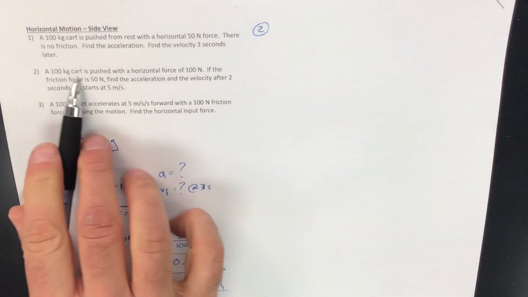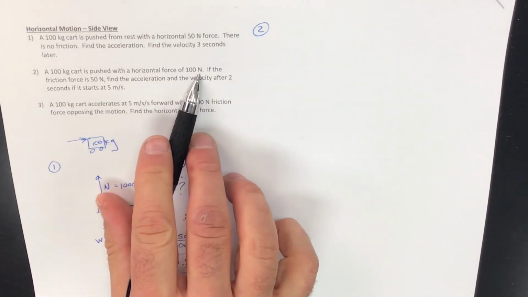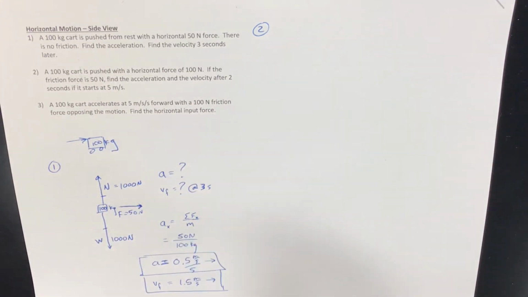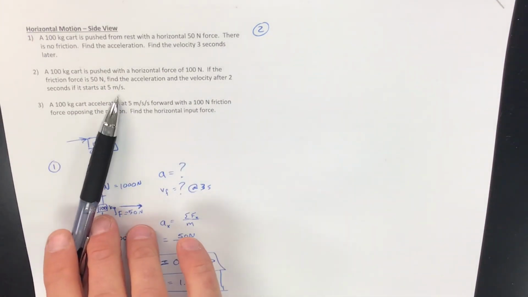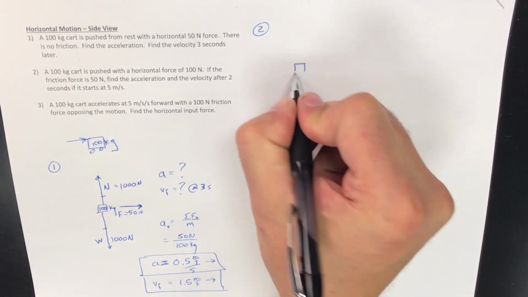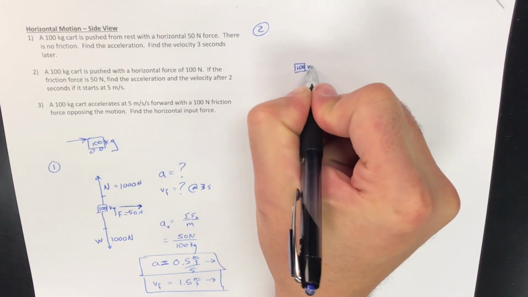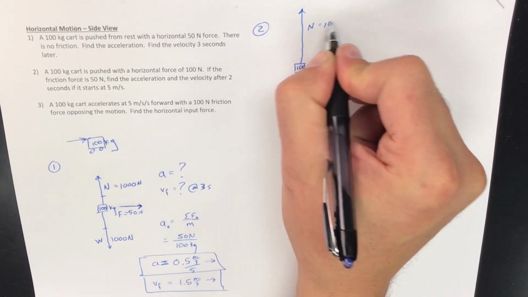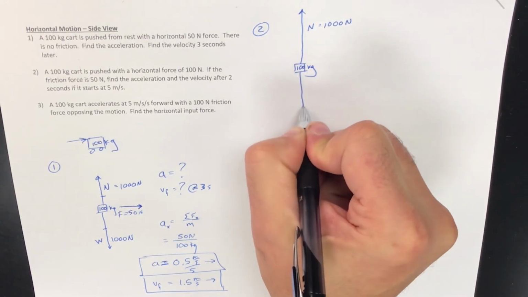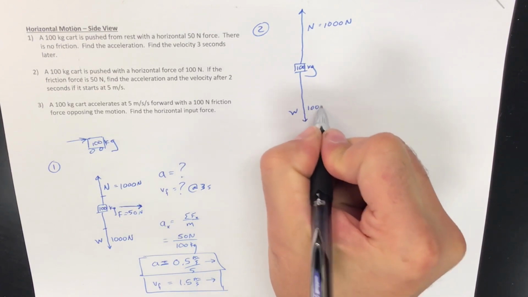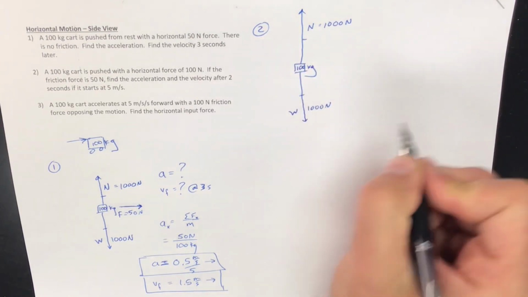Number two, 100 kilogram cart pushed with a horizontal force of 100 newtons. If the friction force is 50, so now I've got a forward force and a backward force, find the acceleration and the velocity after 2 seconds if it starts at 5 meters per second. Start again with a free body diagram. You have the 100 kilograms and the normal force is 1,000 newtons because there is no other vertical force other than the weight and the normal, and both of those would be 1,000 newtons.